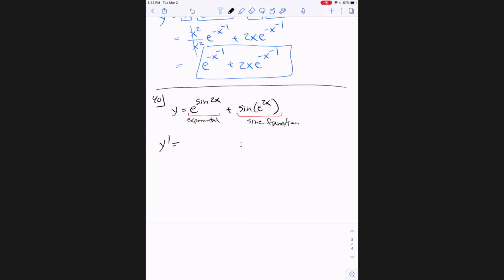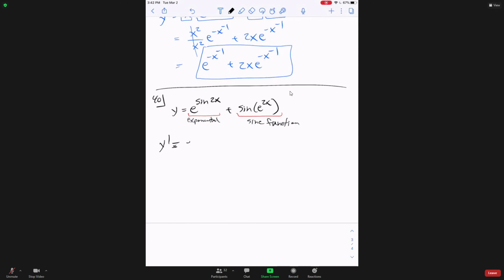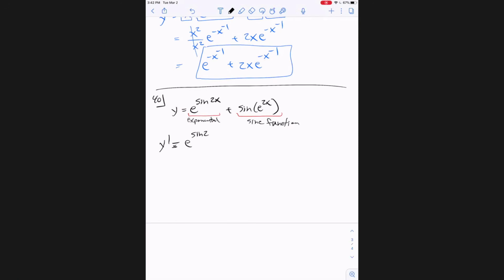Exponential function: the derivative of the exponential is e itself, so it's e to the sine of 2x. Now you have to take the derivative of sine of 2x. What's the derivative of sine of 2x? It's cosine of 2x. What's the derivative of 2x? 2. Do you see how I used the chain rule twice there? If I just said y equals sine of 2x, you know how to take the derivative of that. You would say that's cosine of 2x times the derivative of the inside, which is 2. So you had to take the derivative of e to the something, and then the derivative of sine of 2x is cosine of 2x times 2.